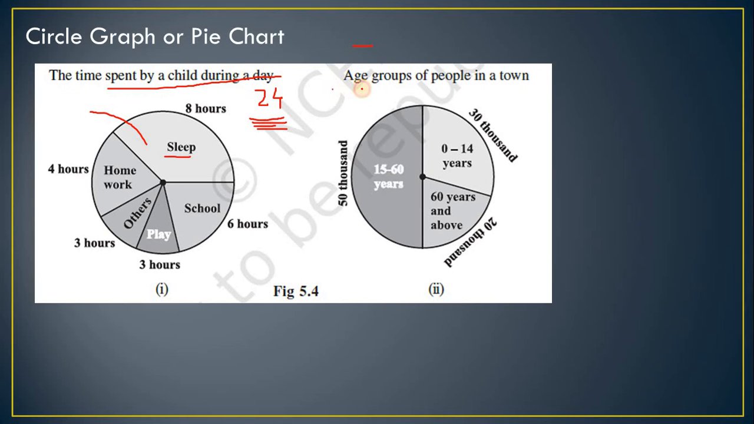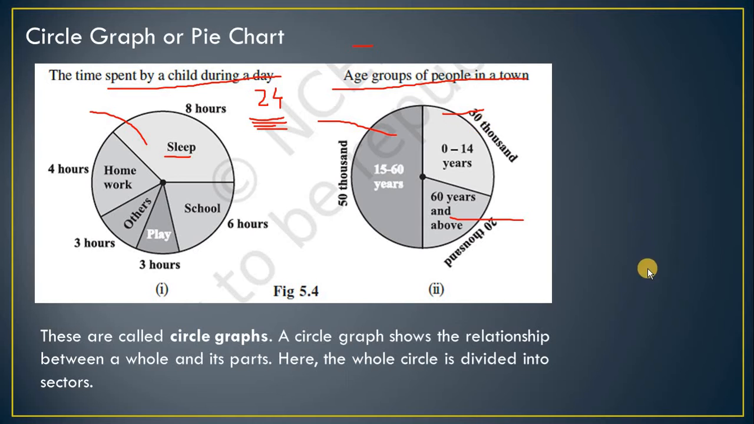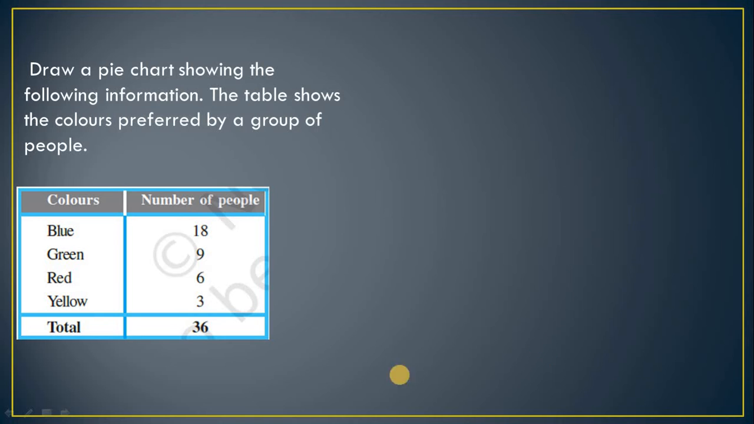Okay. The second example is a group of people in a town. A group of people relates to the population. So you should know the total population, and then according to the population and their age distribution you have to do the partition. That partition is known as a sector and this complete information is known as the total. So a circle graph shows the relationship between whole and part. The whole circle is divided into sectors. Now on that basis we will solve the problem.